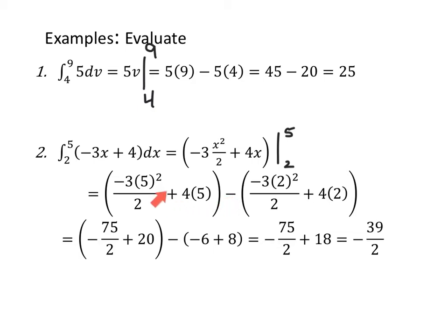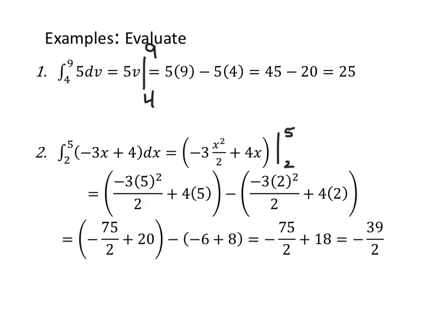I'm going to subtract. 5 squared is 25. 25 times the negative 3 is a negative 75 over 2. 4 times 5 is my 20, minus sign. 2 squared is 4. 4 times negative 3 is negative 12. Divided by 2 is negative 6. And 4 times 2 is 8. I do little bits here and there. If I have 8 and negative 6, that's 2. But I'm subtracting 2 from my 20. So negative 75 halves plus 18 turns out to be negative 75 halves plus 36 halves, which is a negative 39 halves. This negative area tells me a lot.